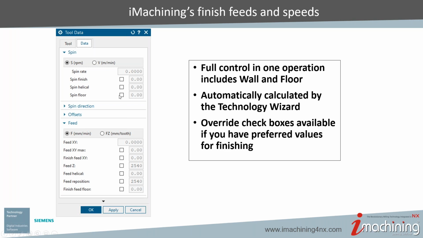wizard, but all of these options have an override checkbox, so you can type in your own feed rates and RPMs. Because in the end, many people have their own preferences. With this 1/2-inch tool, I like to do my finishing at 4,000 RPMs and 35 inches a minute for the floor or something like that. So even though the wizard is filling out all of the feeds and speeds, you can override any of the RPMs and feed rates directly in the operation and switch to them.